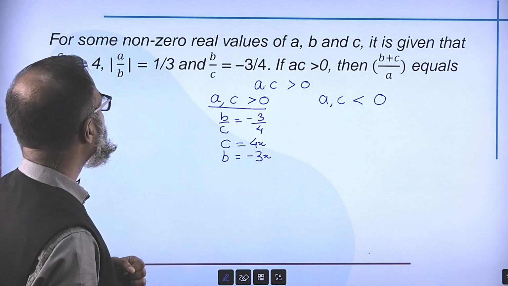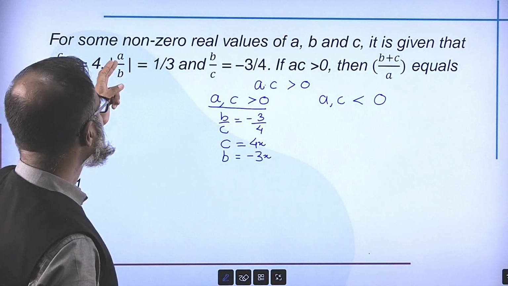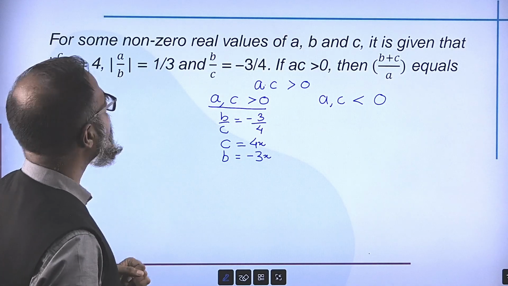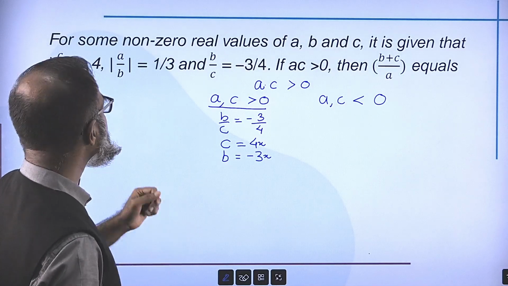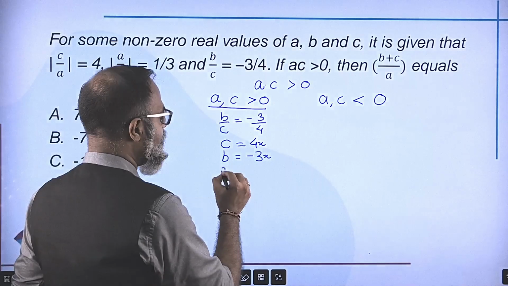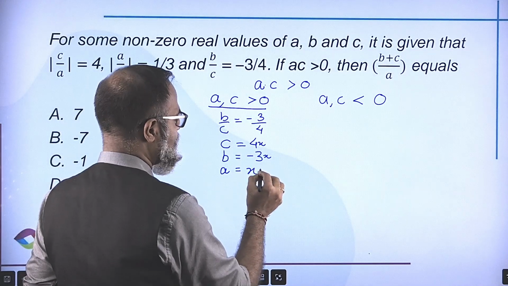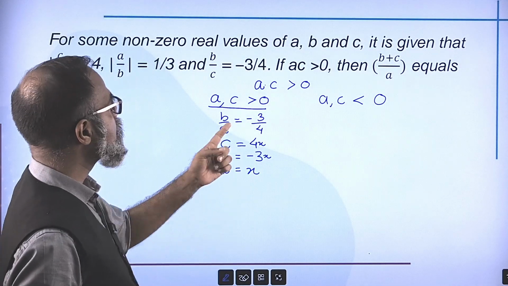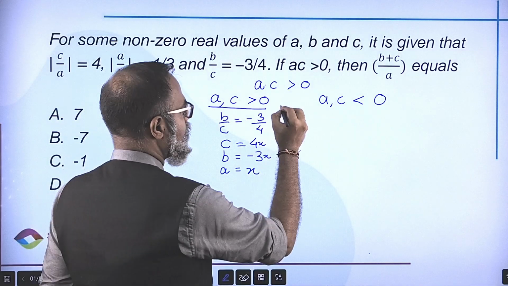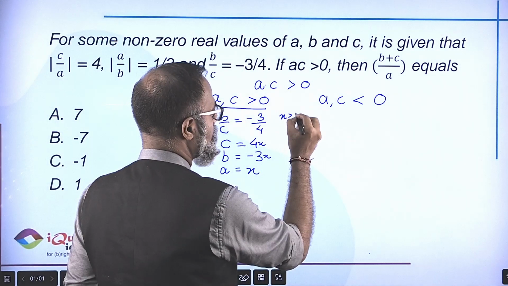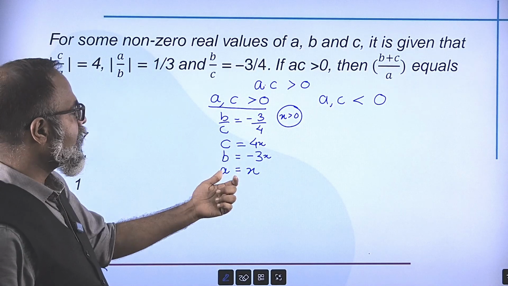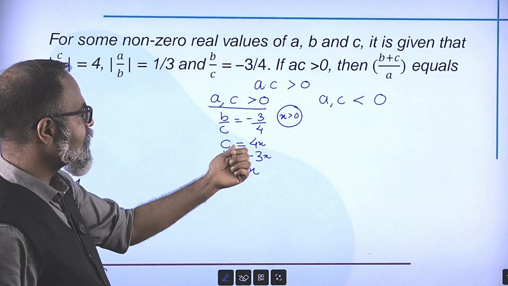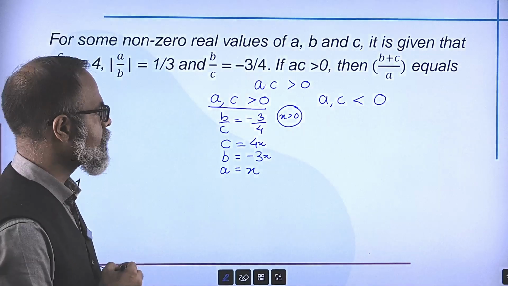Great. Now, if I know mod of a by b is equal to 1 upon 3, right? And b is already minus 3x, then the value of a will be equal to x positive, because a is greater than 0 and here we are assuming x to be a positive number, correct? So I get the three values. A is x, b is minus 3x and c is equal to 4x.